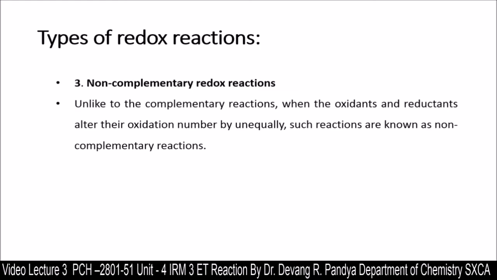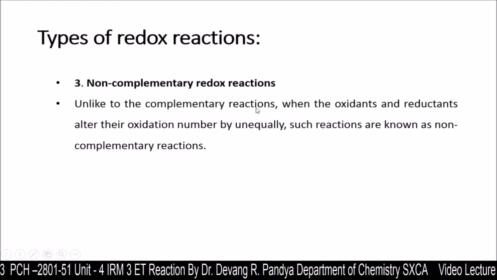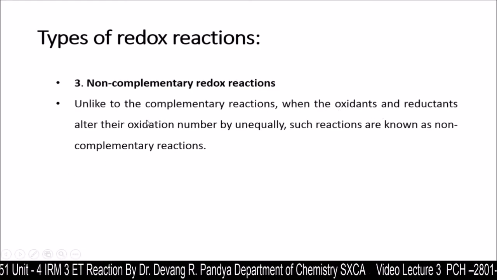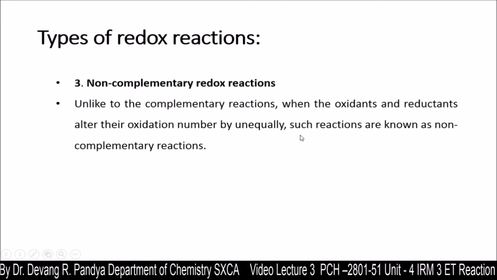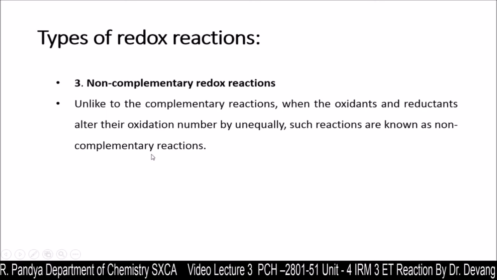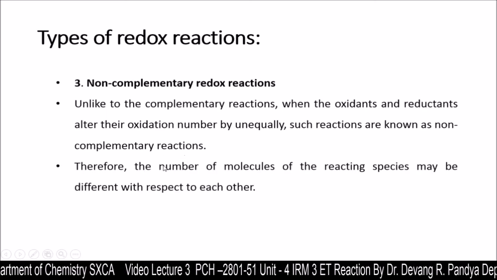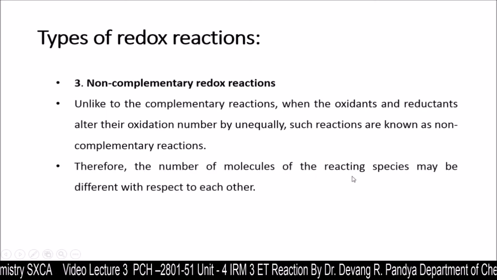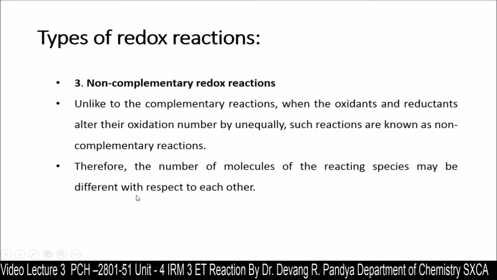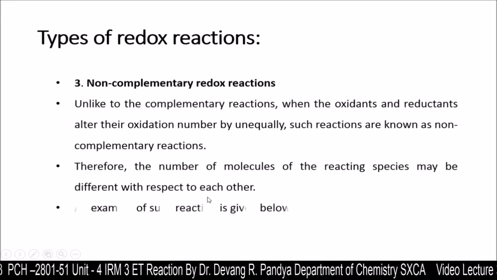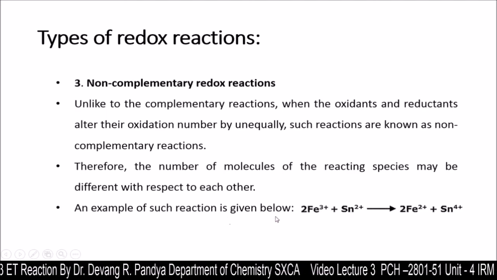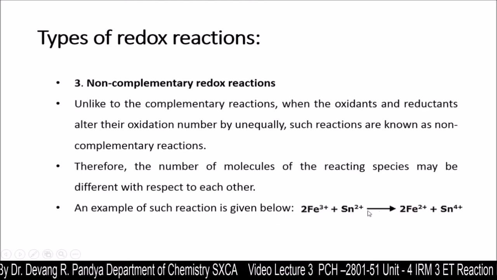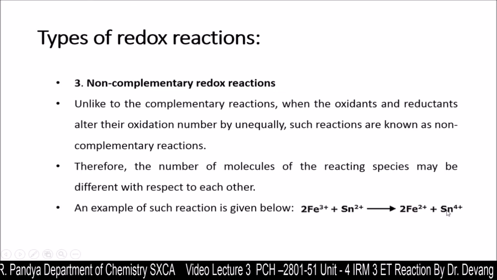The next class is non-complementary redox reactions. Third part: unlike the complementary reactions, when oxidants and reductants alter their oxidation number by unequal amounts, such reactions are known as non-complementary reactions. Therefore, the number of molecules of the reacting species may be different with respect to each other. An example of such a reaction we can see over here: Fe plus 3 to Fe plus 2 and Sn plus 2 gives Sn plus 4.